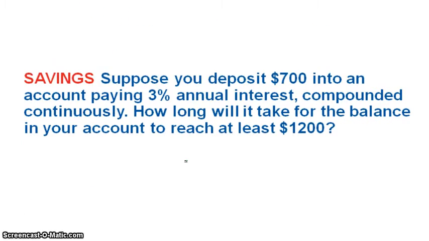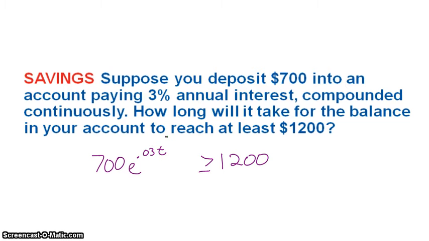Now say you were saving for something, and you were in an account that gave you interest continuously, and you wanted to get to $1,200, and you wanted to know how long it would take you to reach that point. So, set up what we know. We want to reach at least $1,200. So, I'm going to put that on the right-hand side just because I know that my quantity has to be greater than or equal to that 1,200. So, I've got 700 times e to the 0.03 times t.